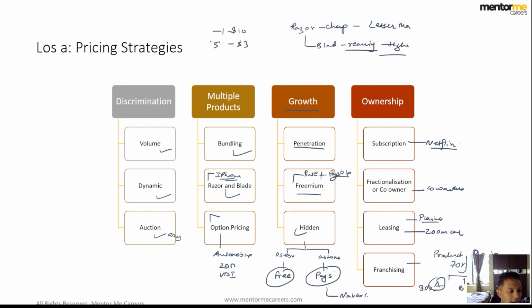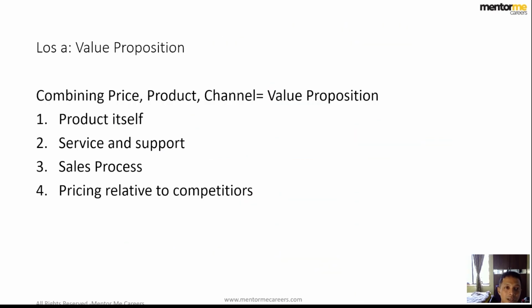Let's look at the final reading before we move on and meet again in the next part of the session, which is the value proposition. Value proposition is a combination of everything that we just discussed into what we really want to give. If you combine product, price, channel, etc., everything together, then you are saying this is my value proposition. You will talk about the product, and the service and support that differentiate you. You will have the sales process. How does the sale happen?